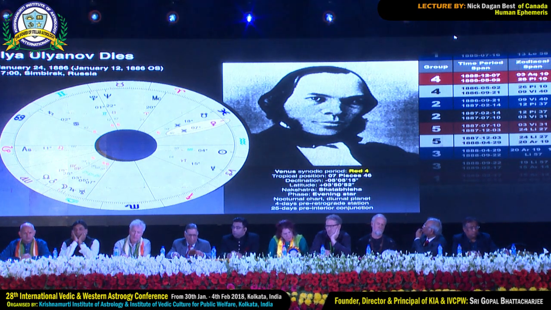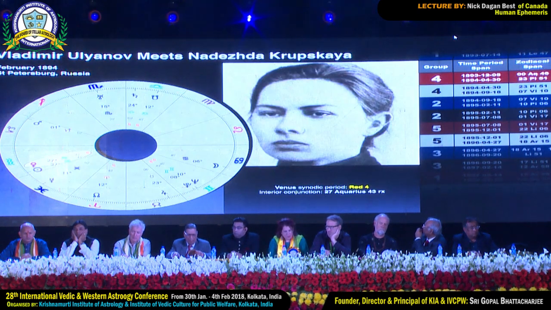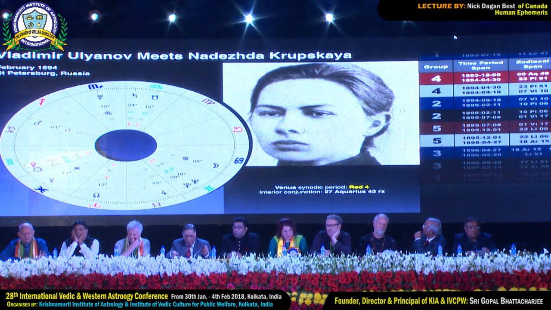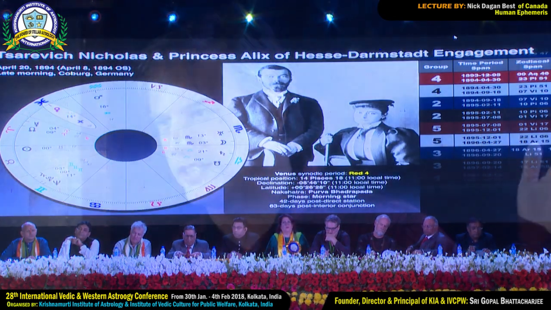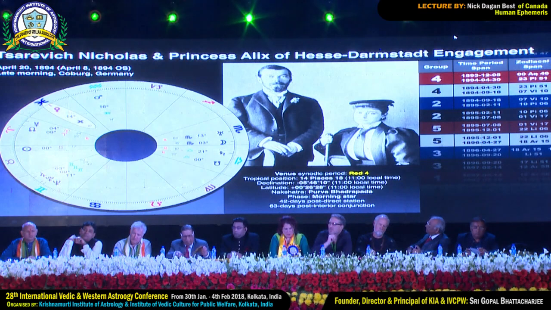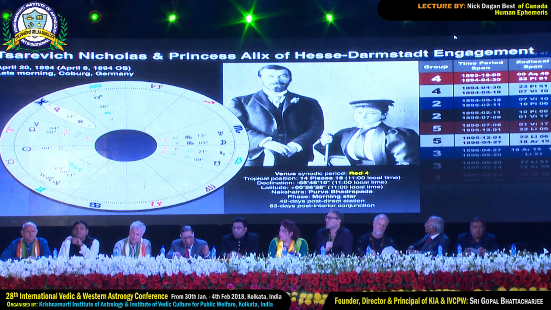8 years after this, Lenin didn't marry his wife during the Red 4 retrograde, but he did in fact meet his future wife at some point in February 1894 during a Red 4 retrograde. Another thing that is very interesting is that the royal family that Lenin would one day have executed, they also got engaged during the same Red 4 Venus retrograde. That's just a little aside there.